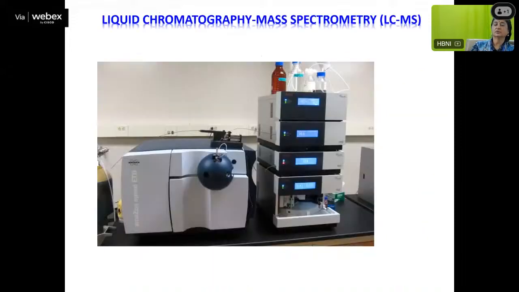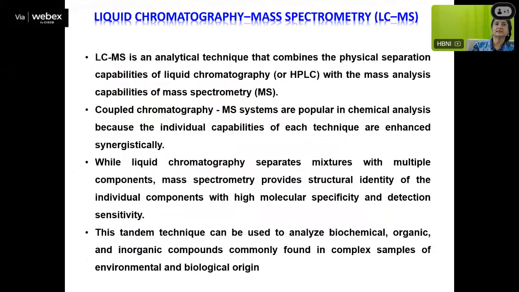So now let us see the liquid chromatography mass spectrometer. This is the hyphenated technique of HPLC with mass spectrometer. This is the commercial instrument of Bruker, you can see here. LCMS is an analytical technique that combines the physical separation capabilities of liquid chromatography or HPLC, high performance liquid chromatography, with the mass analysis capabilities of mass spectrometry. The coupled chromatography mass spectrometry systems are popular in chemical analysis because the individual capabilities of each technique are enhanced synergistically. While liquid chromatography separates the mixture with multiple components, mass spectrometry provides structural identity.